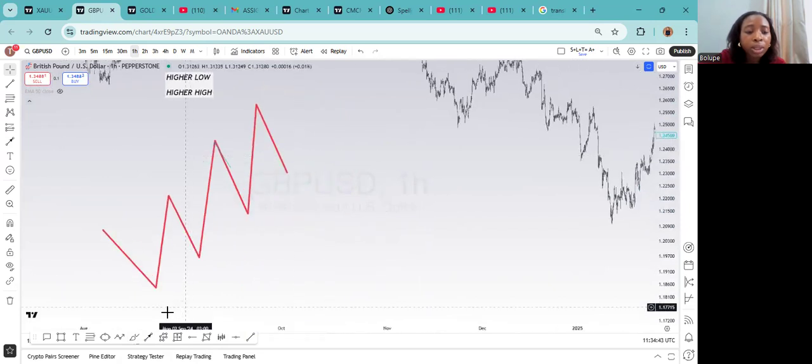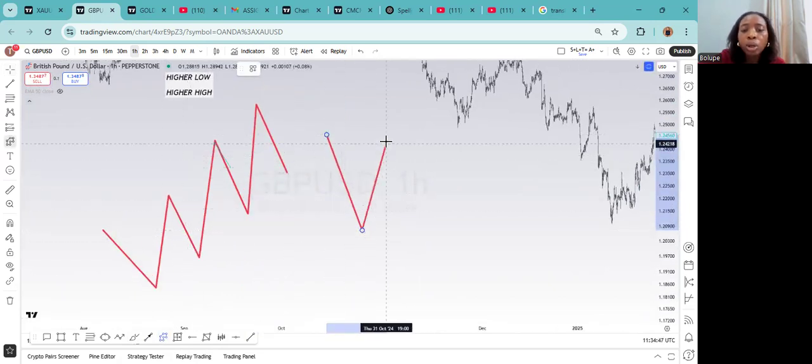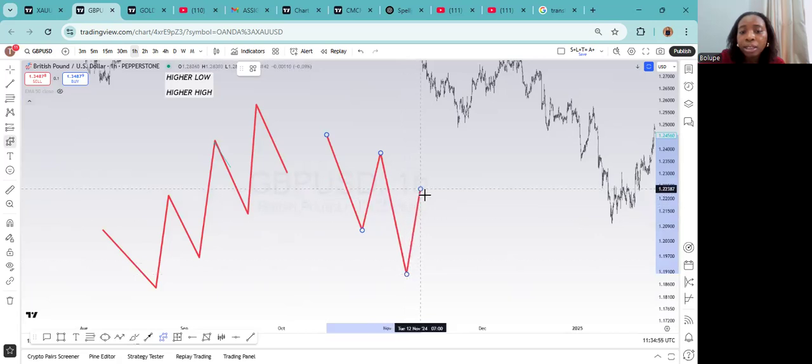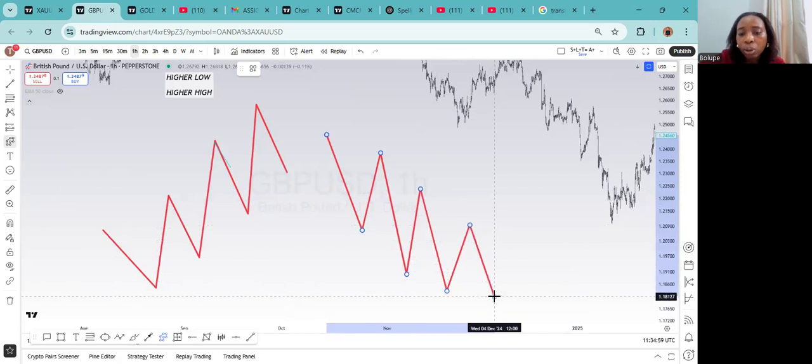And same with a downtrend, it's just that it's making lower lows and lower highs, right? It's still going down, but it's making highs and lows.